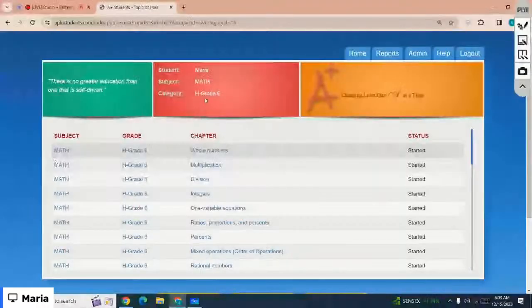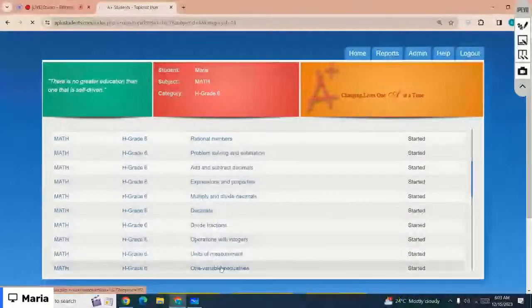Okay, here I'm on grade 6 math and the chapter is one variable inequalities. Let's just start with the lesson graph inequalities on number line, right?